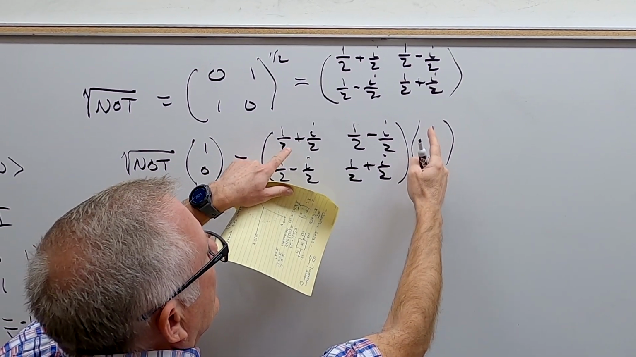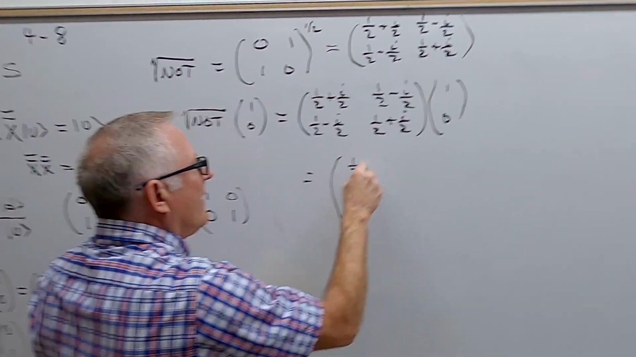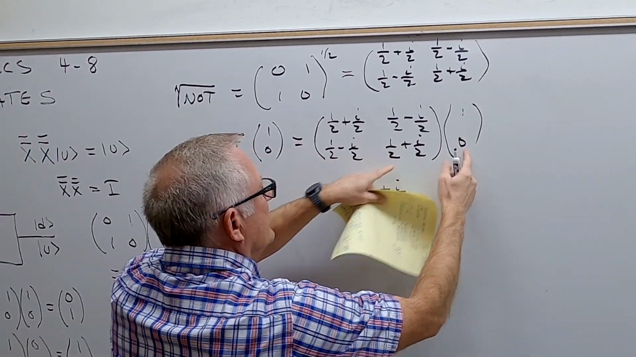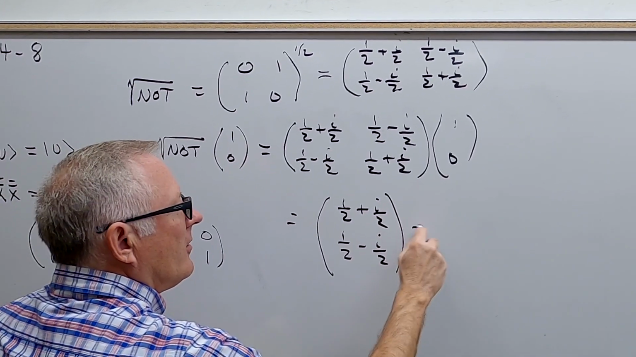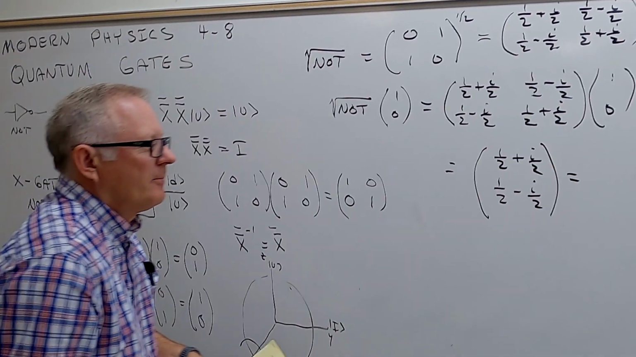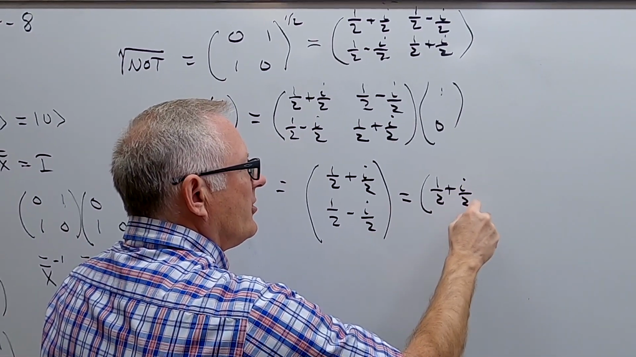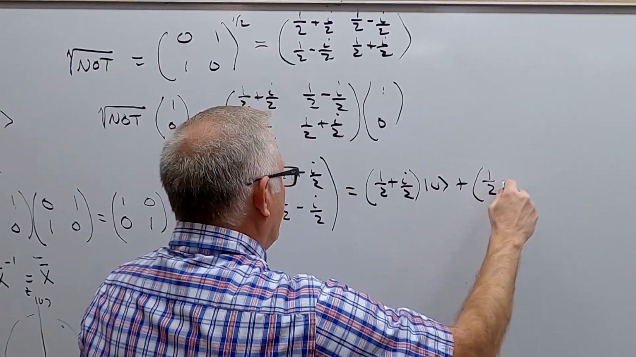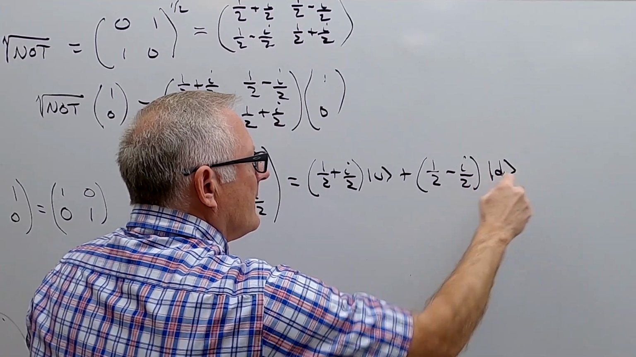Well, it gives me this plus 0, so it just gives me 1/2 plus i over 2. And on the bottom, it gives me this plus 0, 1/2 minus i over 2. So this right here would be 1/2 plus i over 2 up plus 1/2 minus i over 2 down. That's what the square root of NOT on up would be.